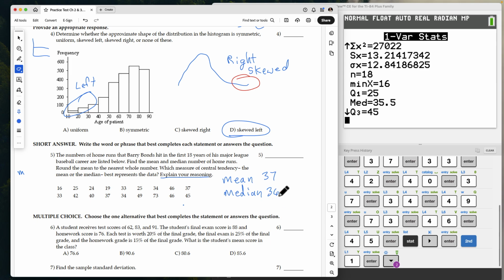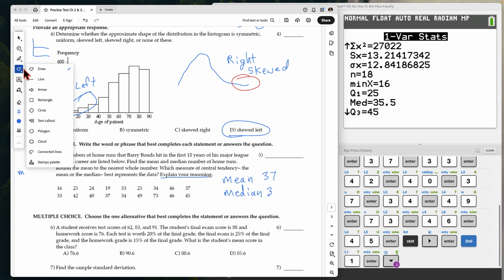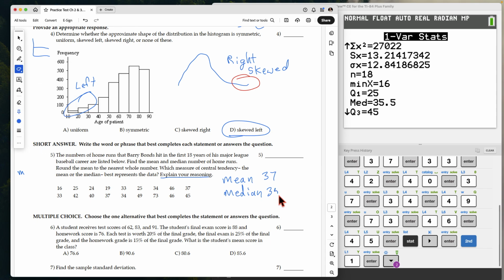Round the, oh, mean to the nearest whole number. Okay, well, they didn't say to do it for the median. Yeah, you're right. I know I heard some of you say that. So the median can stay at 35.5 because really you shouldn't round the median. The median is the median, right? Now, which one's better?